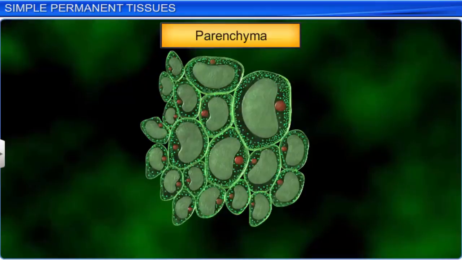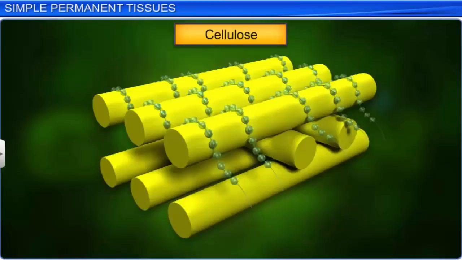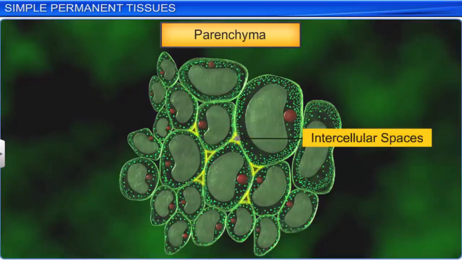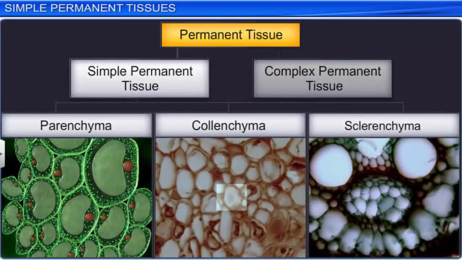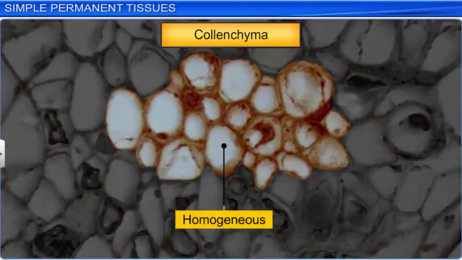Parenchymatous cells are of different shapes, such as sphere, oval, round, polygonal, or elongated. The cell walls are thin and made up of cellulose. Parenchymatous cells may be closely packed or have small intercellular spaces between them. The second type of simple permanent tissue is collenchyma. It is found in the layers below the epidermis of dicotyledonous plants. This layer is either homogeneous or in patches.